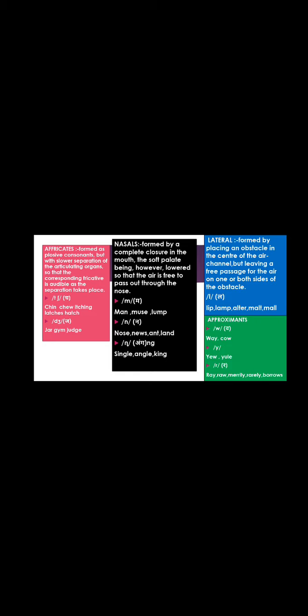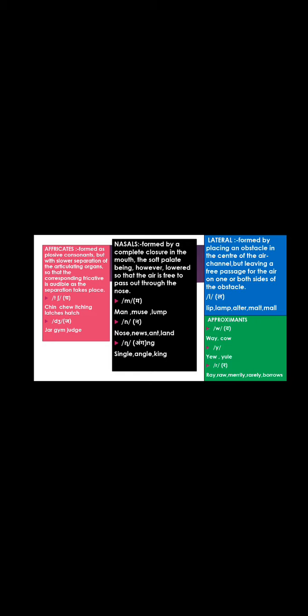Nasals are formed by a complete closure in the mouth, the soft palate being, however, lowered so that the air is free to pass out through the nose. Ma, man, muse, lump. Na in nose, news, and length. Nga in single, angle, keen.